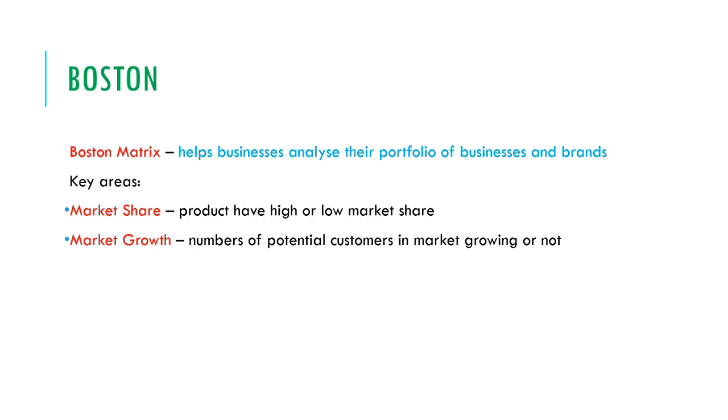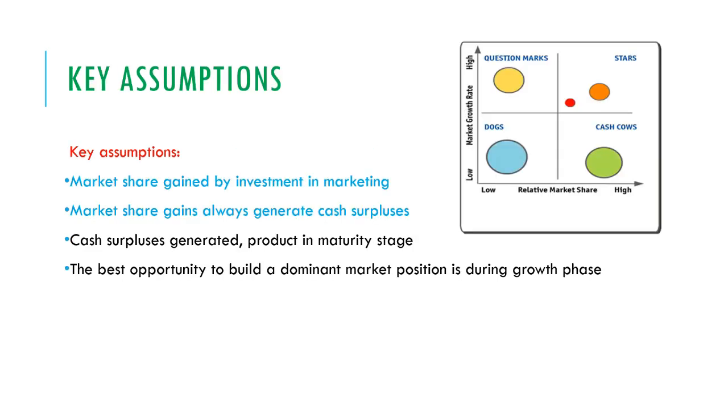The key areas are market share, as products will have either a high or low market share, and market growth, as the number of potential customers in a market will be growing or not. So the key assumptions is that the market share will be gained by making an investment in your marketing, and market share gains will always generate cash surpluses. The cash surpluses will be generated and the product will be in the maturity stage of the product life cycle, with the best opportunity to build a dominant market position being during the growth phase.